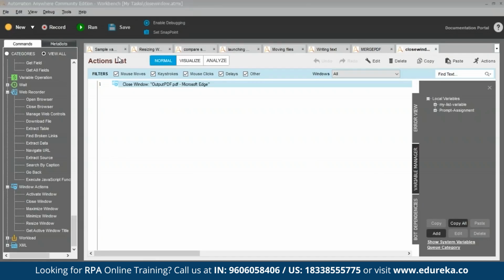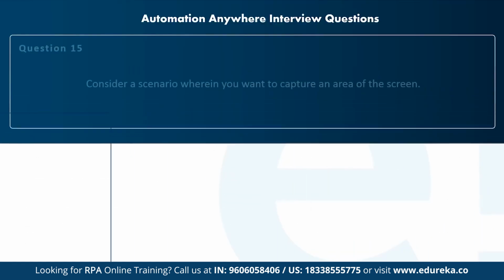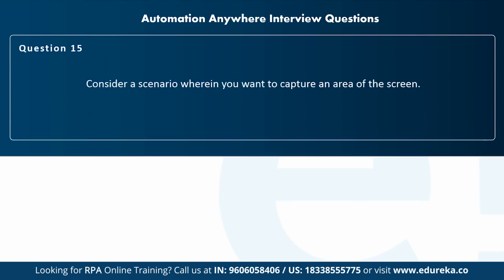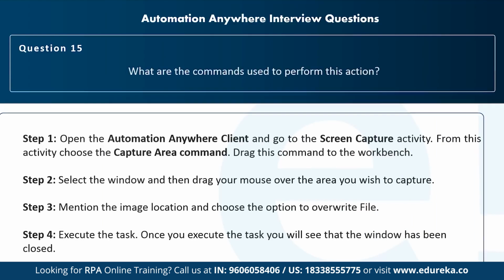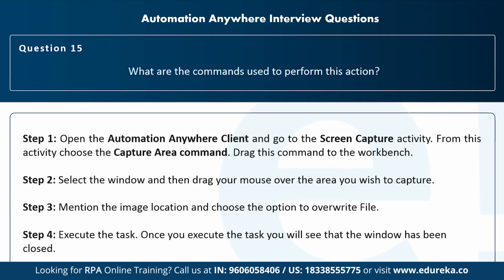Now moving on to the final question for this session, consider a scenario wherein you want to capture an area of the screen. Now, what are the commands that you think you need to use to perform this action? Well, the command used to perform this action is basically the capture area command. This comes under the screen capture activity. What you have to do is select the window, drag your mouse to the area you wish to capture, and then mention the image location. You can just mention an image location and then overwrite the file simply, right?